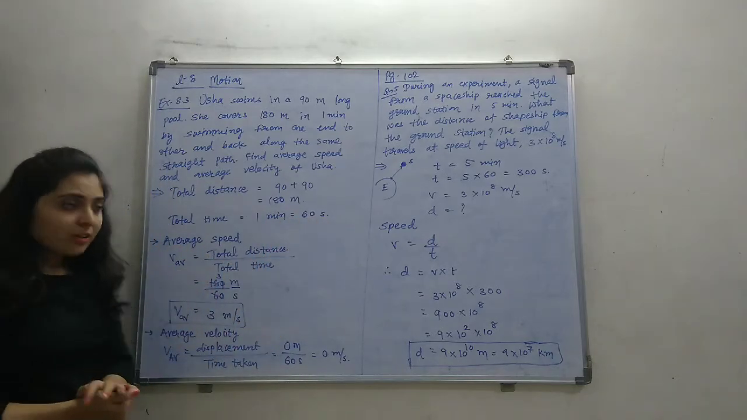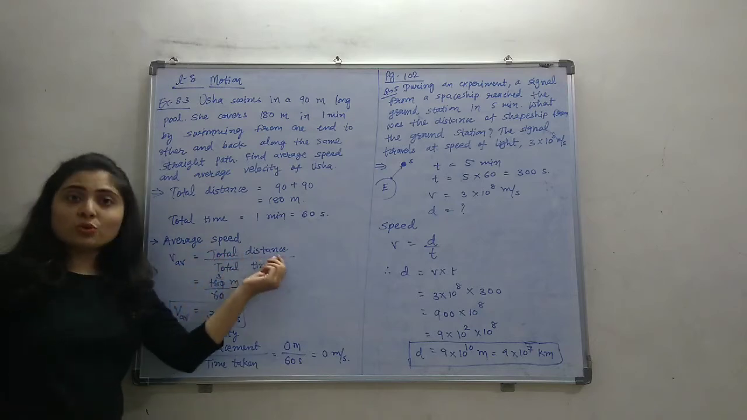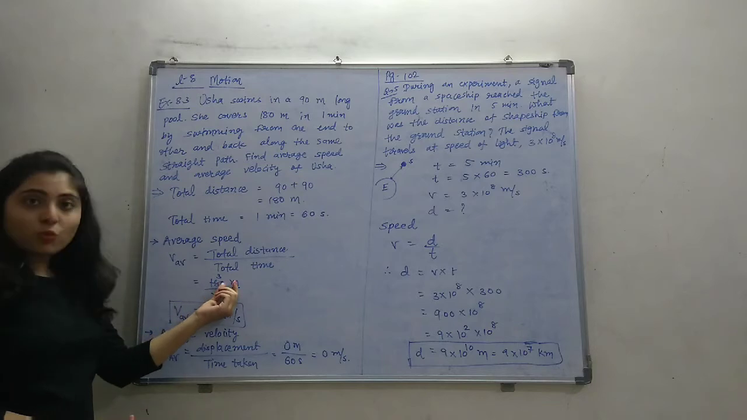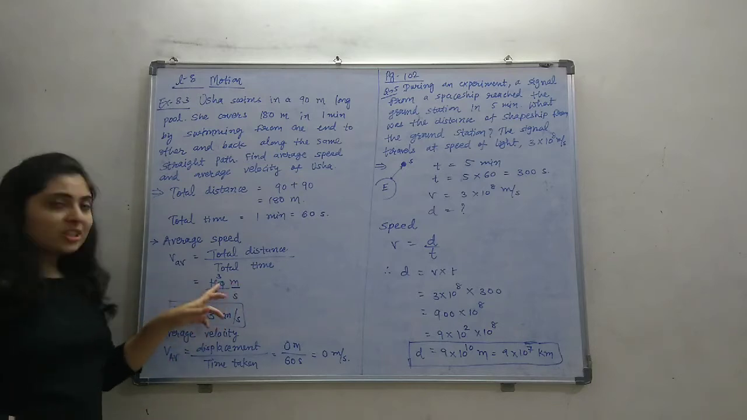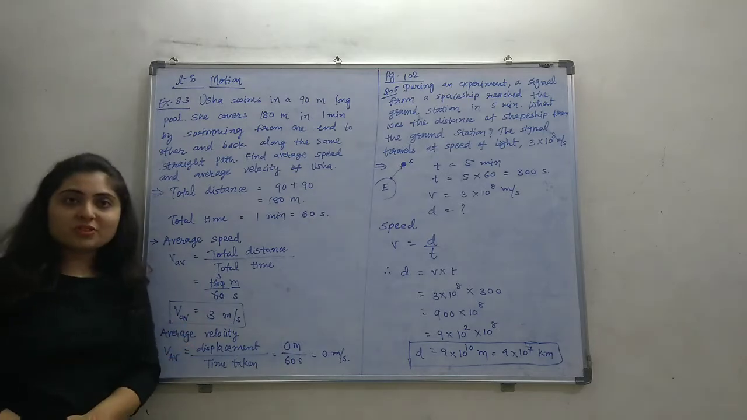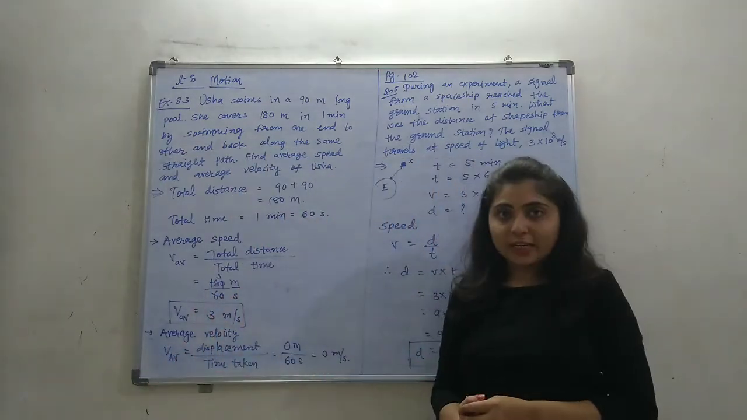So average speed we can find. We have the formula for average speed. V average is equal to total distance upon total time. So total distance is 180 meter upon 60 seconds. So we can cut this, 60 3s are 180. And so V average is 3 meter per second. So average speed for Usha is 3 meter per second.